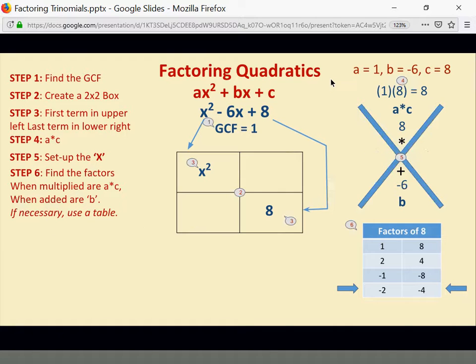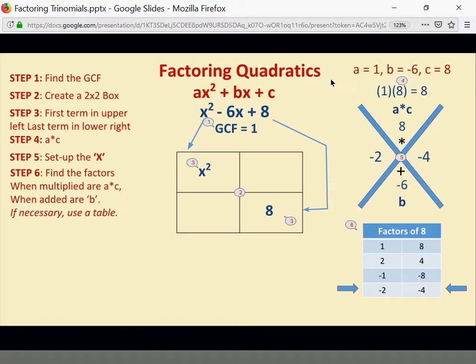I'll go back one. I found negative 2 and negative 4. You see the little arrow indicating that I found negative 2 and negative 4. I put it up here just so I can double check and visually see, yes, negative 2 times negative 4 is 8. Negative 2 plus negative 4 is negative 6.